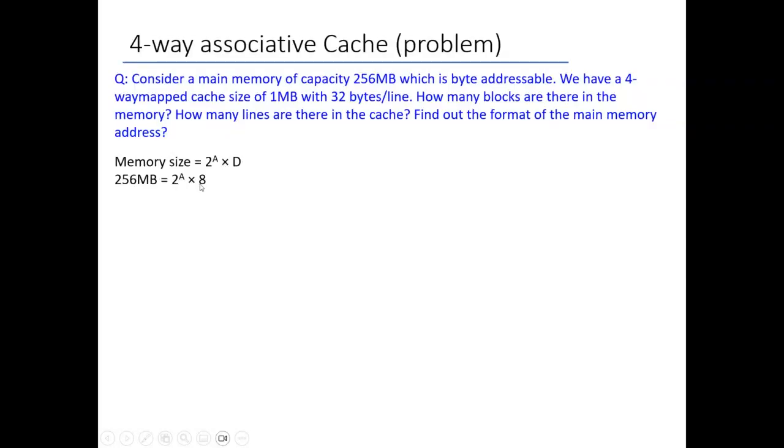What is 256 now? Can you solve it? It is actually 2 to the power 8. And what is M? 2 to the power 20. B is 8, so 2 to the power 8 is actually 256. M is 2 to the power 20, and B is actually 8, and the 8 and 8 will cancel out. Can you now tell me what will be the value of A?